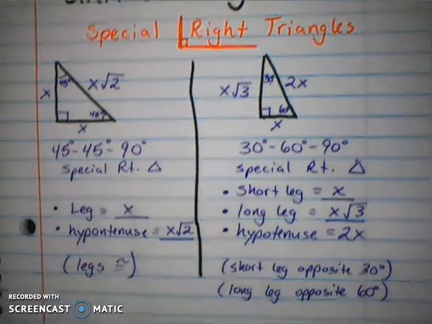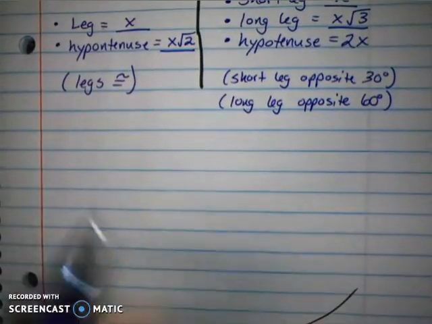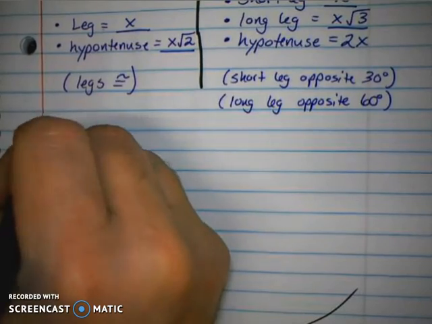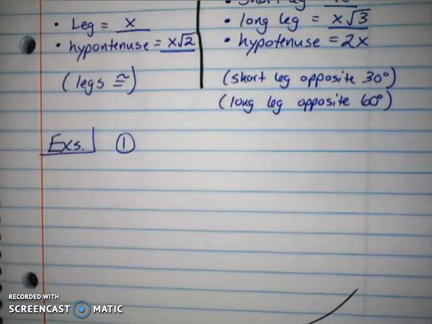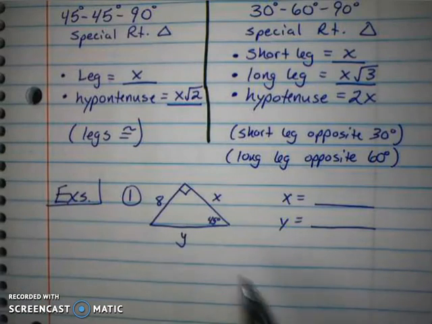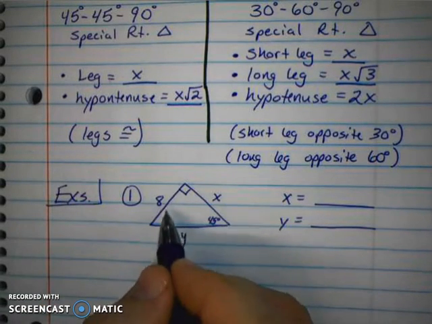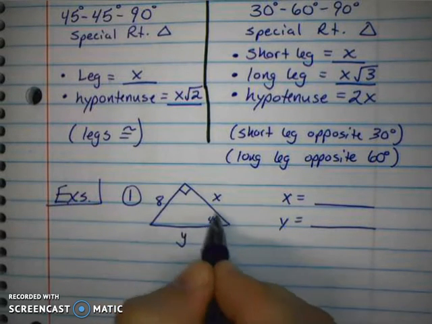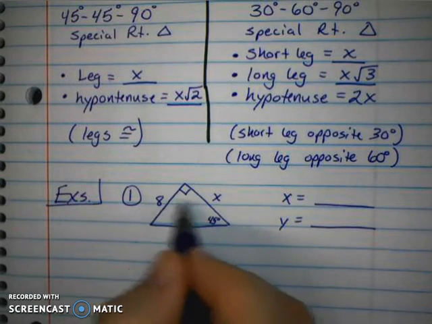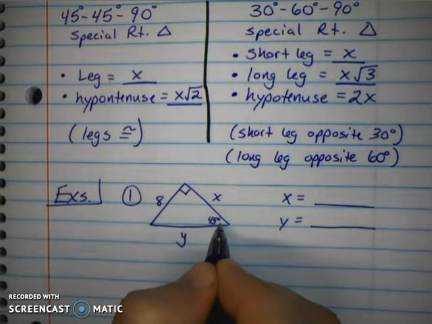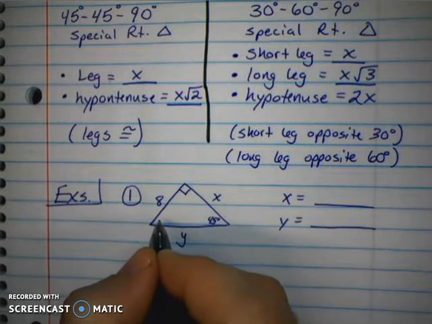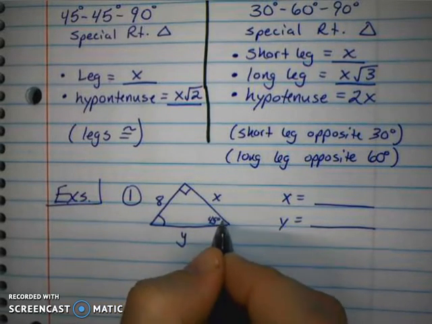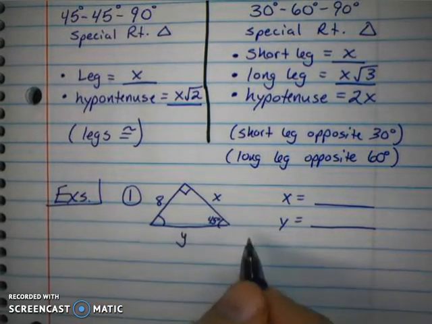All right, so let's try some examples. In our first example, we've got a right triangle. The two sides that make the right angle are the legs in this case, and notice that this is a 45-degree angle. Now, you're often going to see only one of these marked, but if this is 45, the other one has to be 45. Okay, so this is a 45-45-90.